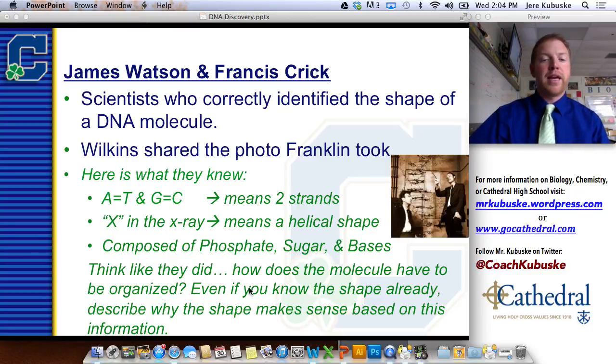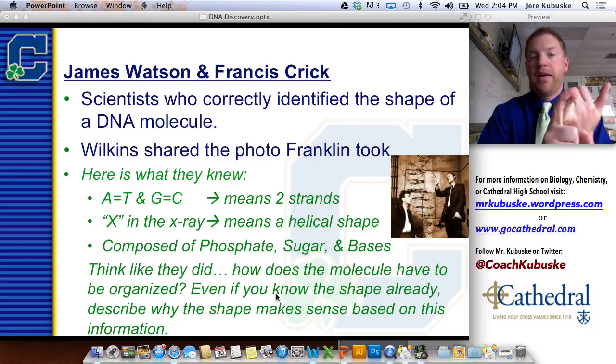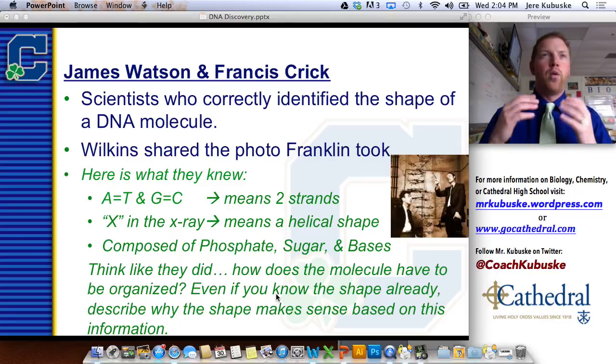Okay? So I want you to take a second, maybe pause this, and think about using those pieces of information, either A, what the shape might be if you don't know already, or 2, see if you can figure out, knowing what the shape actually is, why it makes sense that they came up with the conclusions that they came up with.